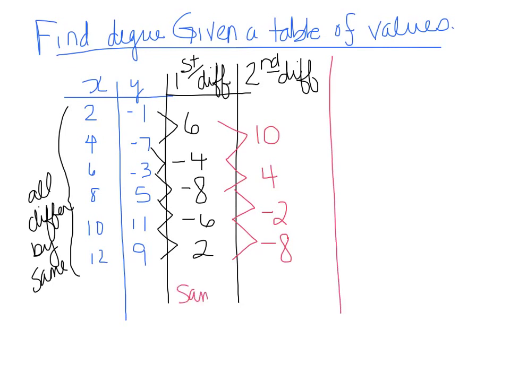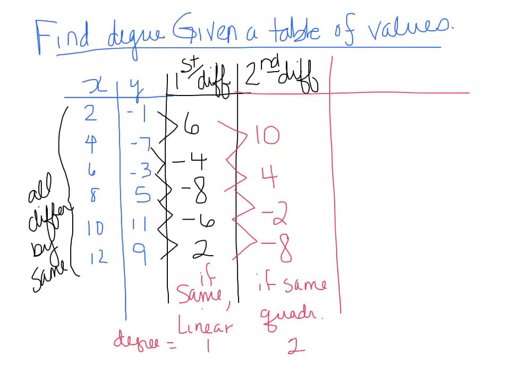If these had been the same, that would have been a quadratic. This is very much a calculus kind of problem. The degree is equal to 1, degree is equal to 2, so it equals the number of the difference that is the same. So let's go ahead and look at the third difference.